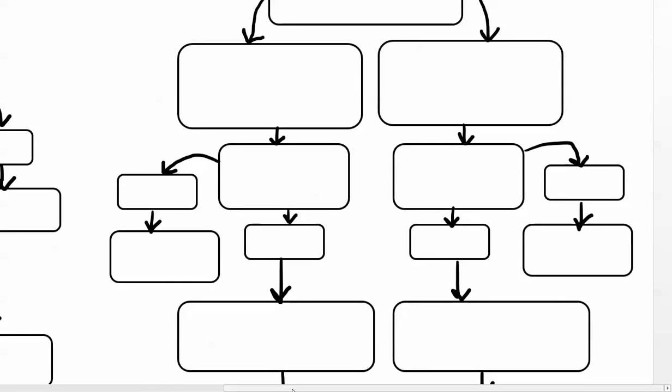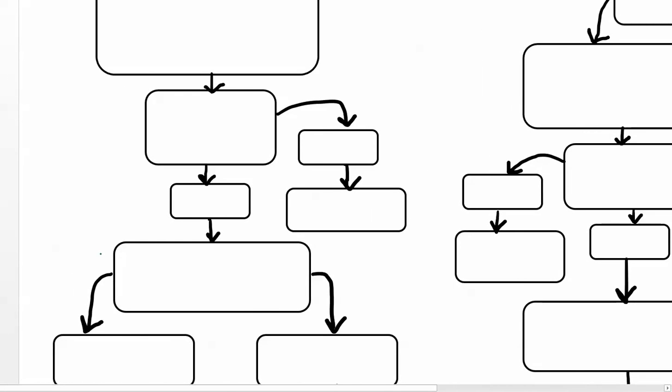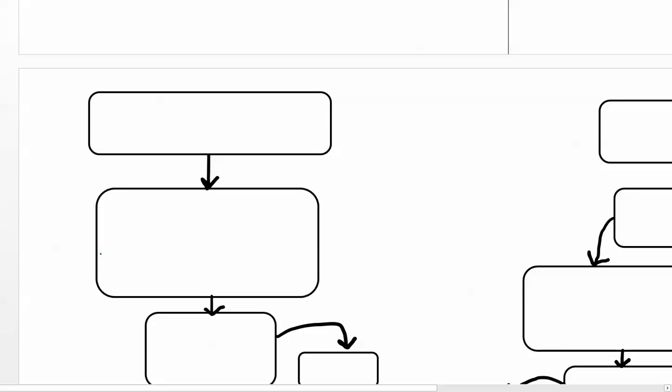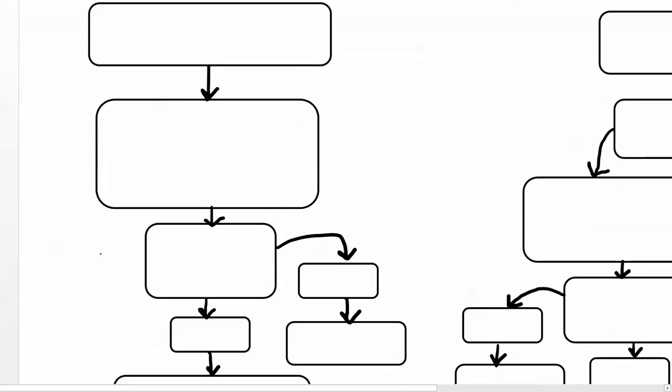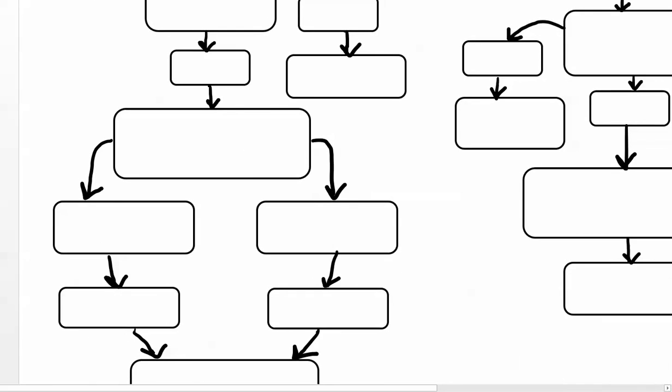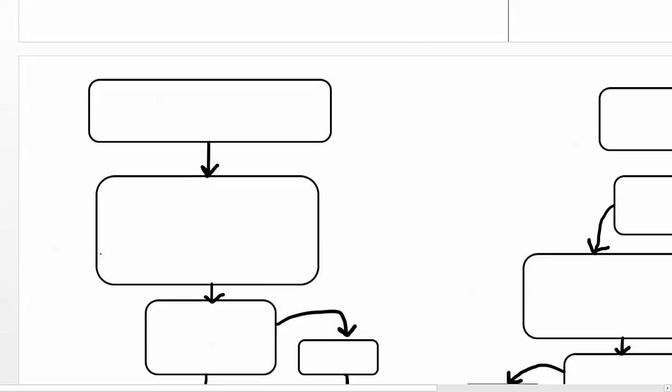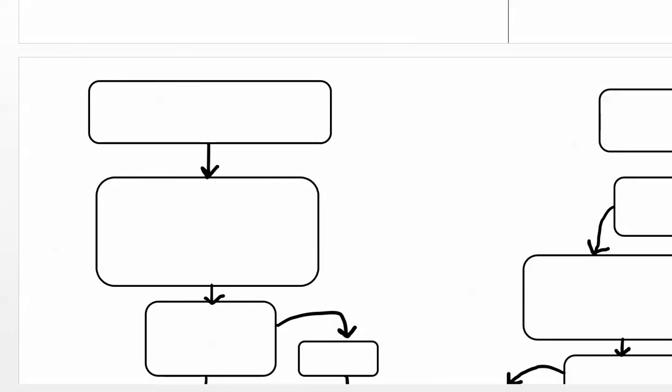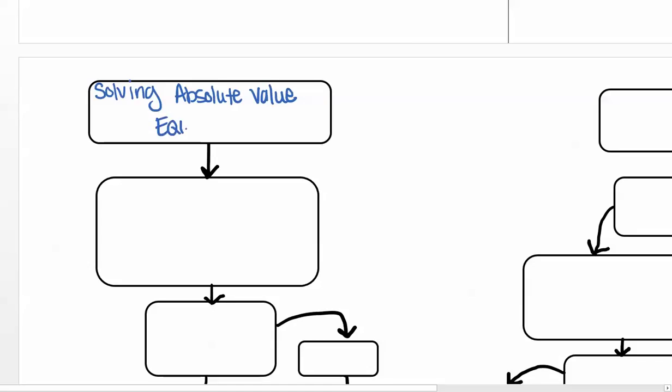You're going to go on to the other side, and we're going to go on to the left side. So this is a flow diagram showing you the steps that you need to follow to solve absolute value equations. So solving absolute value equations with an equal sign.